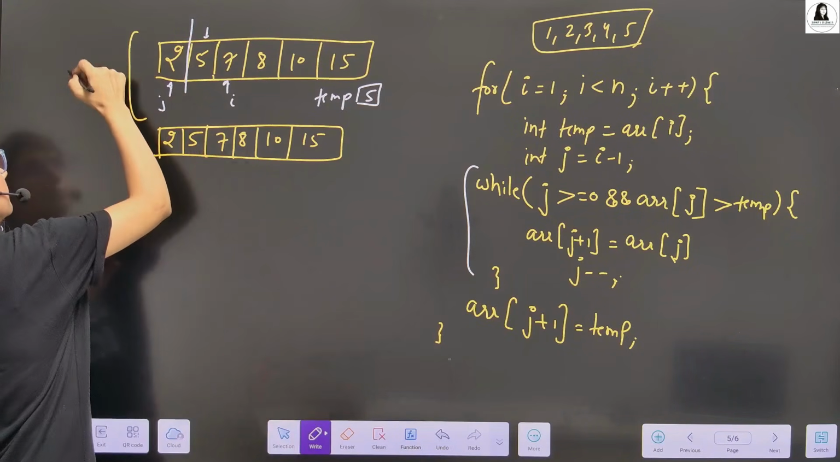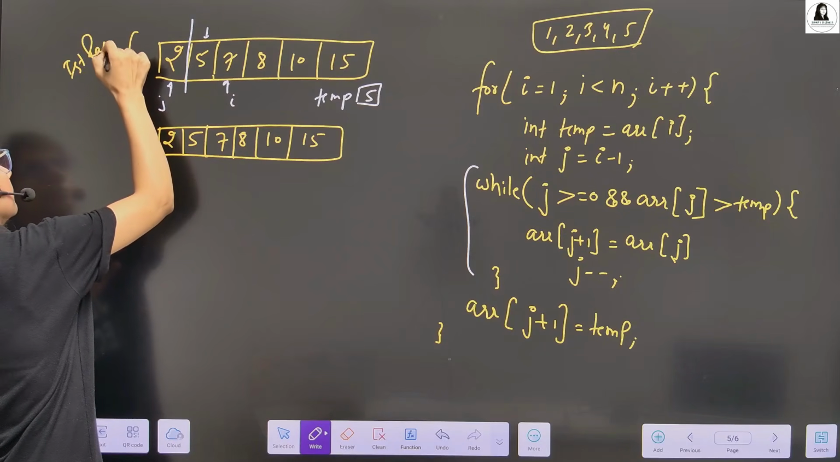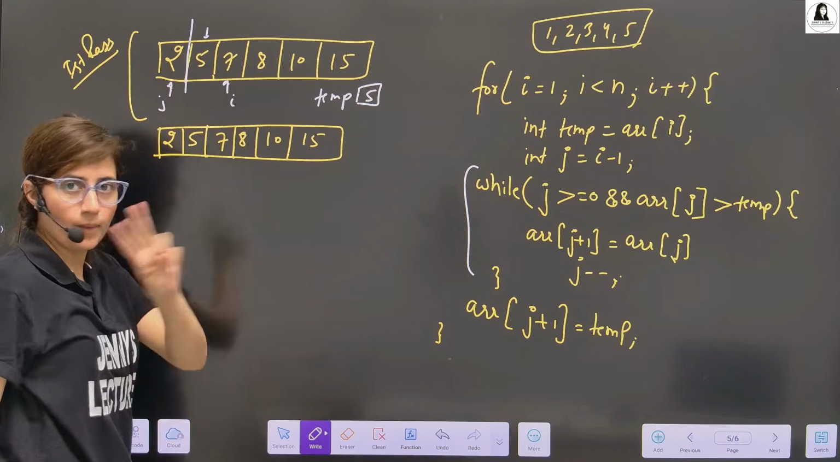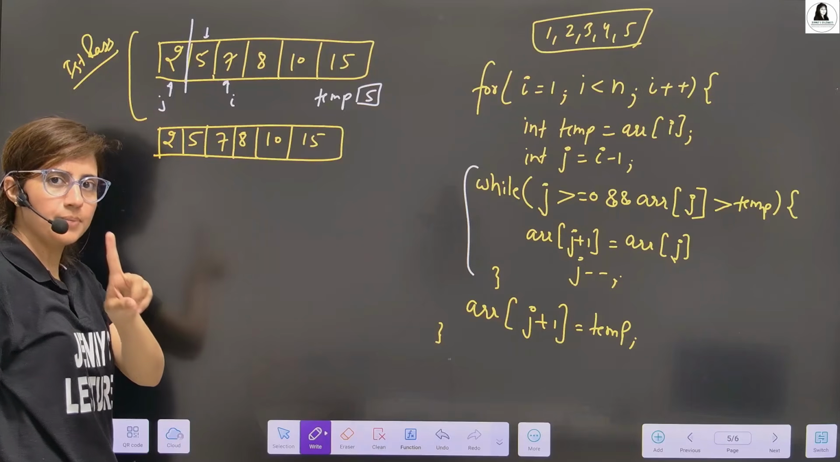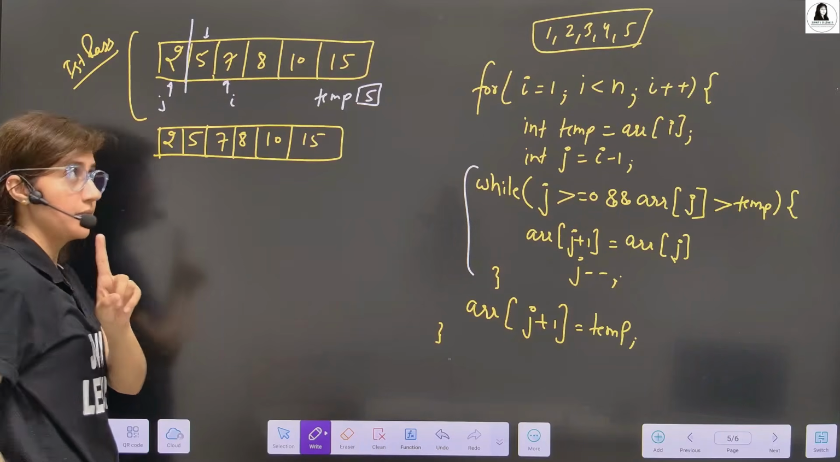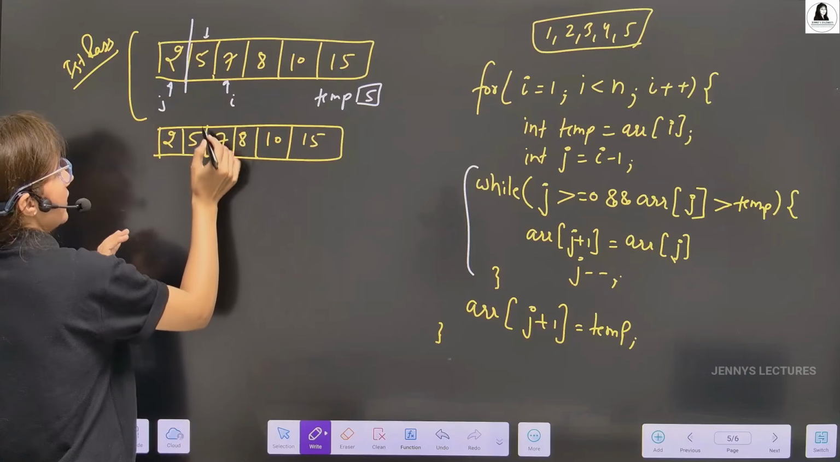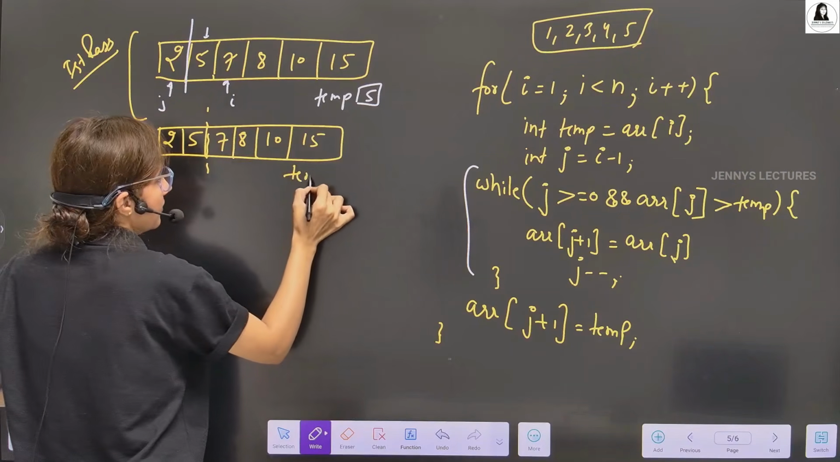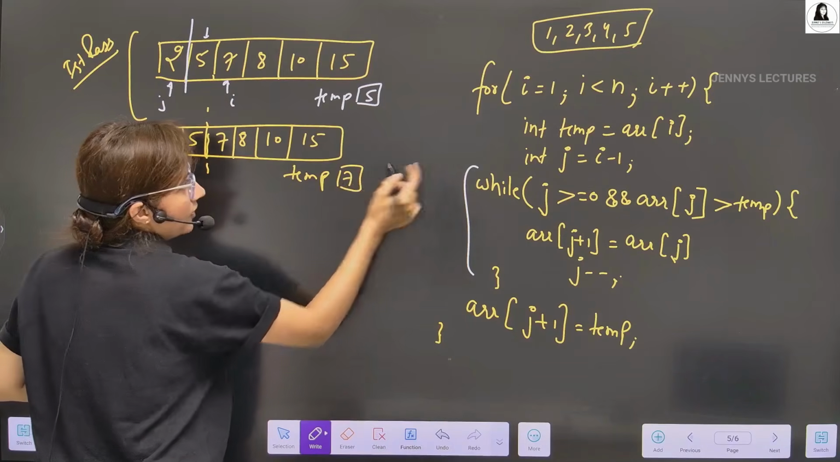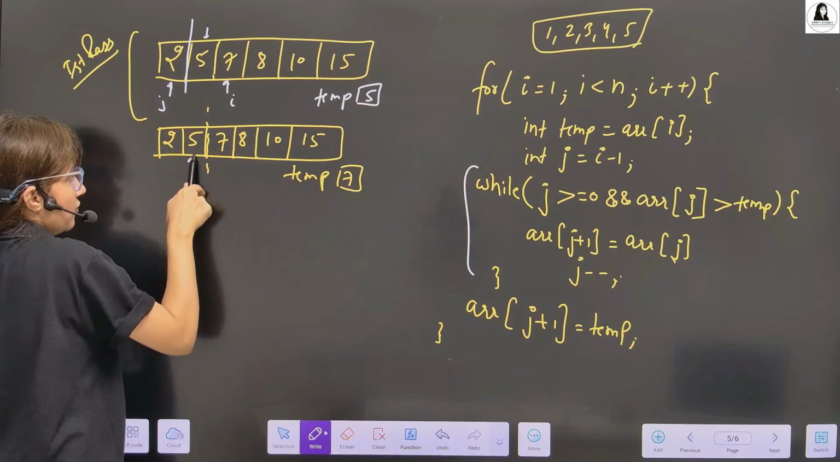In the first pass, no swapping we need. We just need one comparison. That's it. Only one comparison. Second pass. So this is my sorted portion. Now my I is here, 7. So I'll take temp. In temp I have 7. J is equal to this, so my j will start from here.